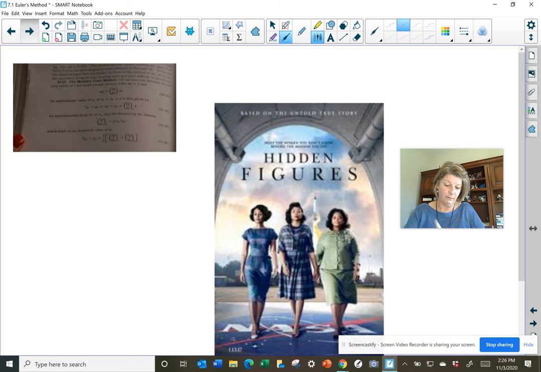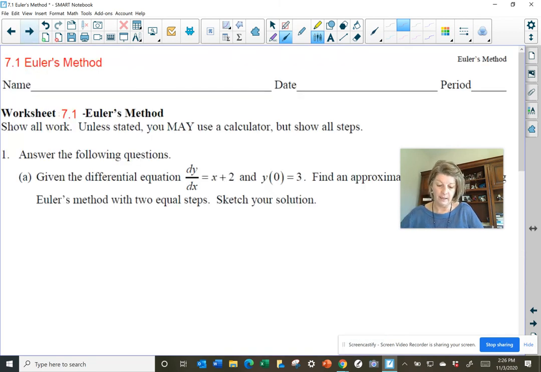Hidden Figures, I'd love to play that for you because they use Euler's method in it. And perhaps we will when we Zoom.